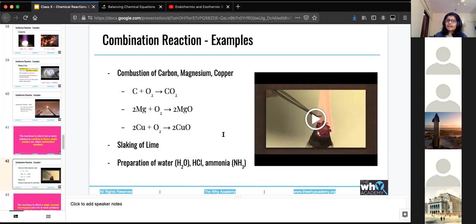So slaking of lime, you're slaking lime, and quick lime is CaO. Slaking means we are just mixing it in water to give Ca(OH)2. Okay. All right. Then preparation of water, preparation of HCl, preparation of ammonia, all of them are combination because two things are combining to give one thing.